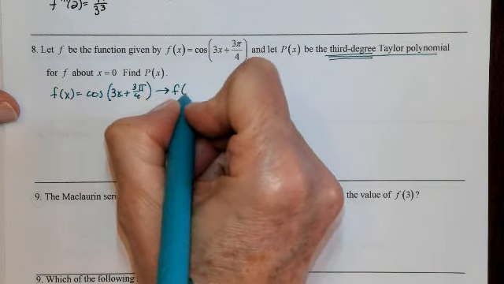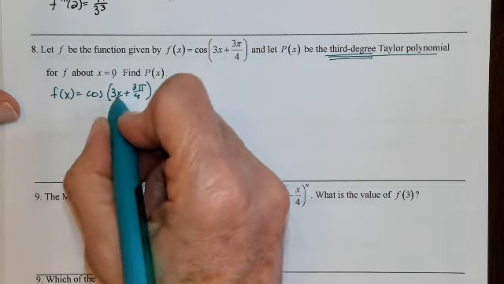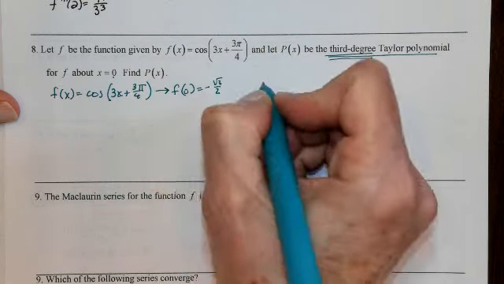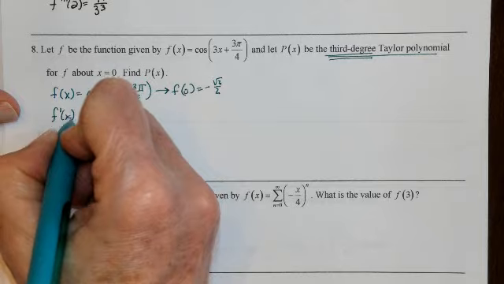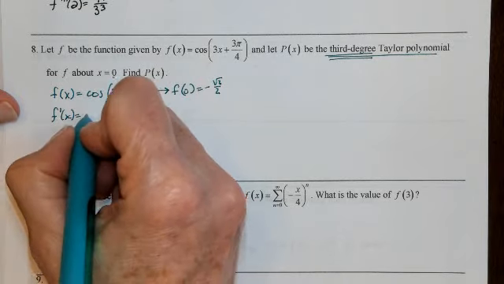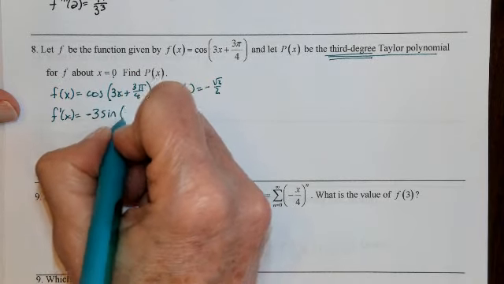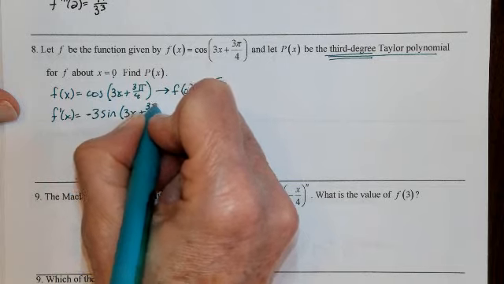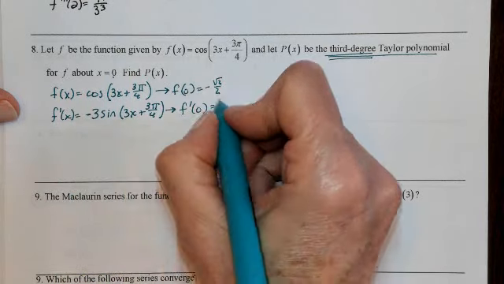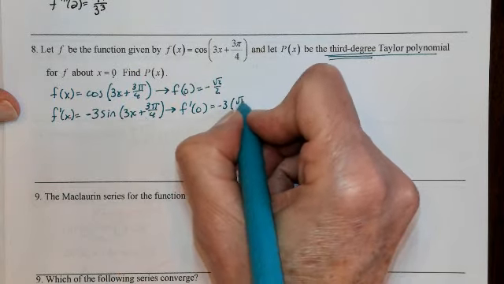So we can find f of 0. We want to put 0 in for x. Putting 0 in for x, cosine of 3 pi over 4 is negative square root of 2 over 2. Now we go to the first derivative. The first derivative of cosine is negative sine, so negative, and then the derivative of the inside, a little chain rule, 3, sine of that same argument. So f prime at 0, plug in 0 for x, I'll have negative 3 times sine of 3 pi over 4, which is square root of 2 over 2.